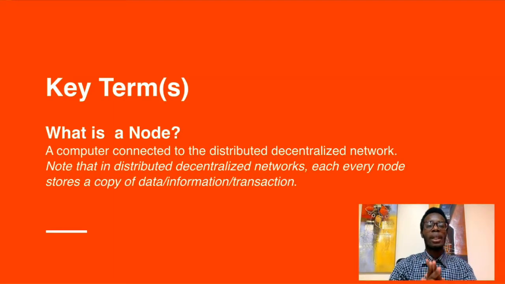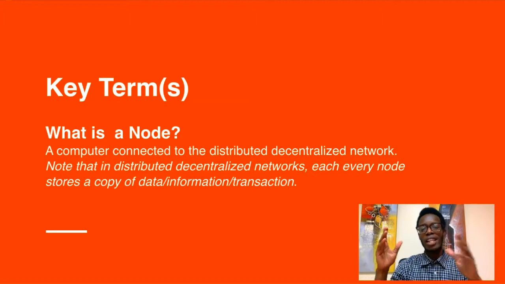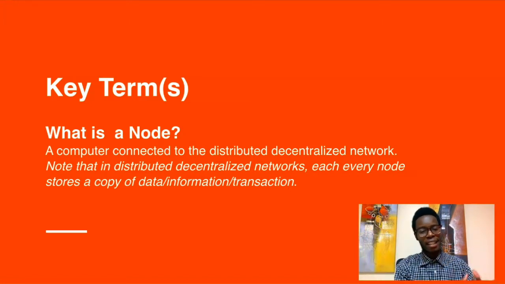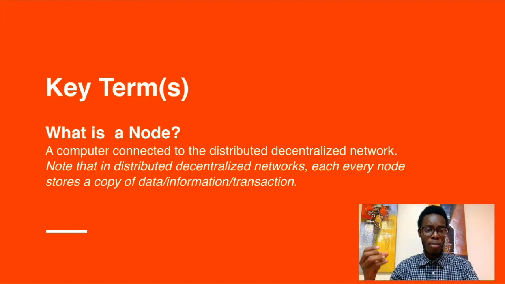A node is simply a computer connected to the distributed decentralized network. Pretty much in tech senses, a node is just a computer connected to a particular network. This could be your typical computer like the one you're using right now, or your phone, or even a modem. Simply anything connected to a network is called a node. But for blockchain sense, let's refer to a node as a computer connected to the distributed decentralized network, which in most cases will be the blockchain, or the blockchain protocol we're talking about.